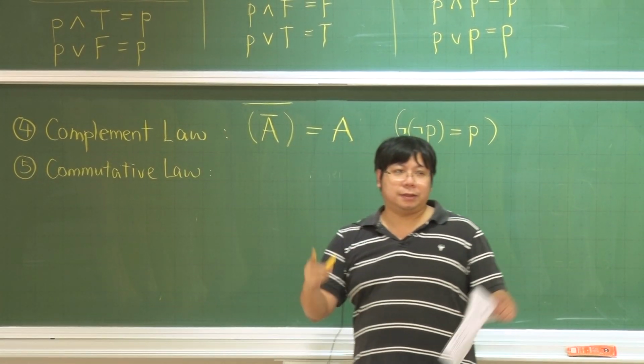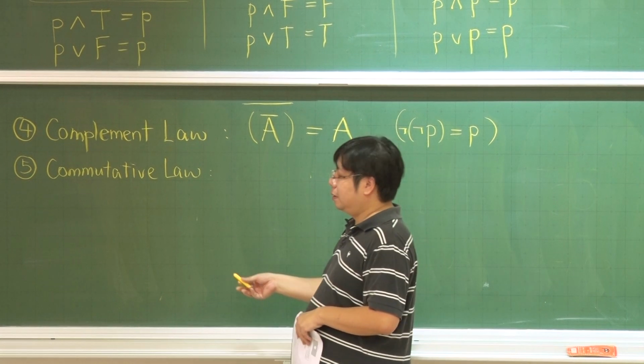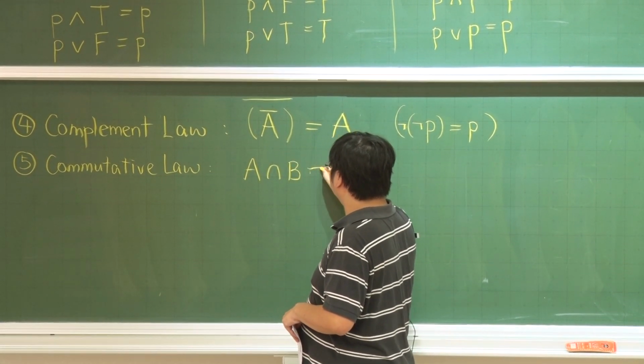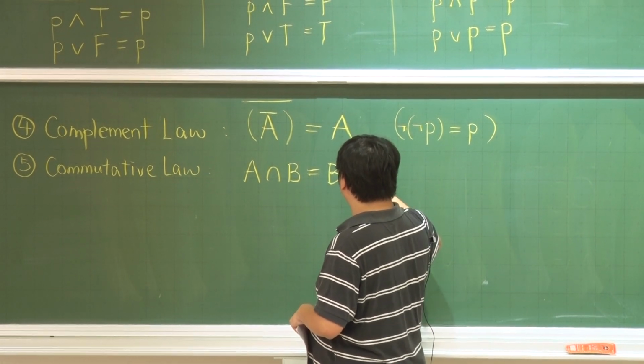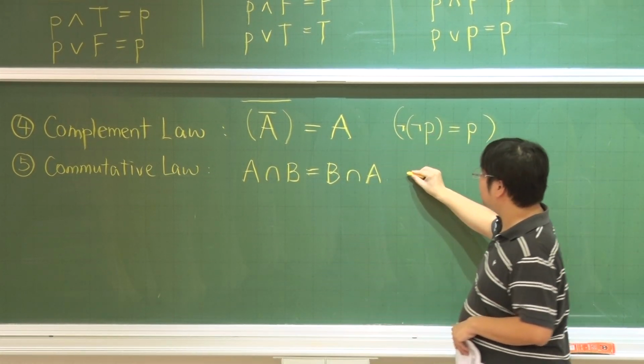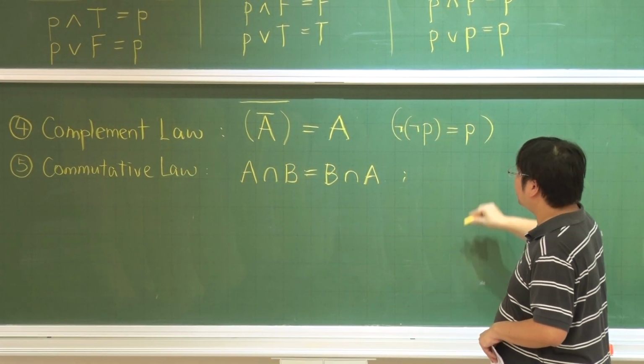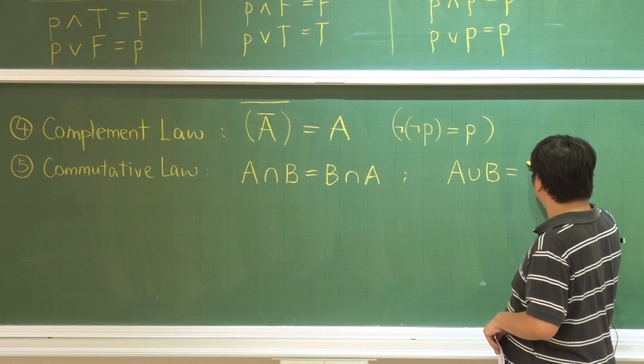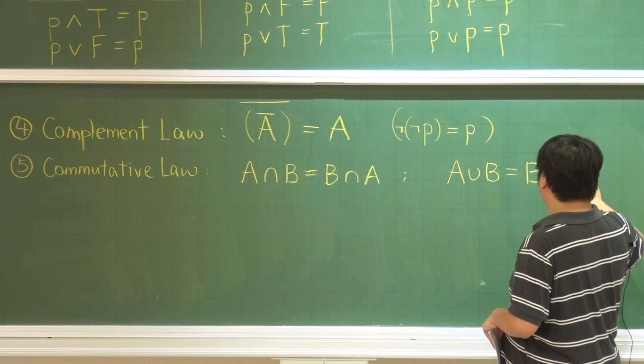So commutative is you can switch. So A intersect B is equal to B intersect A. So this is one law. And then you have A union B is equal to B union A. Okay?